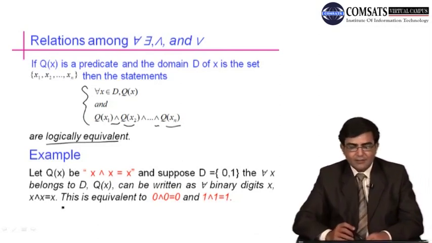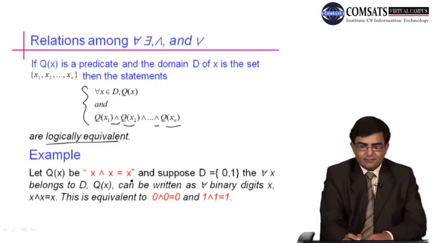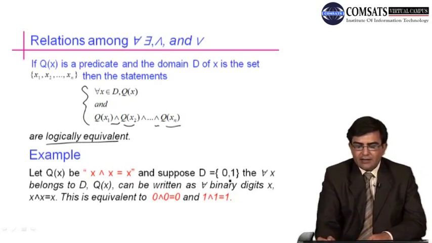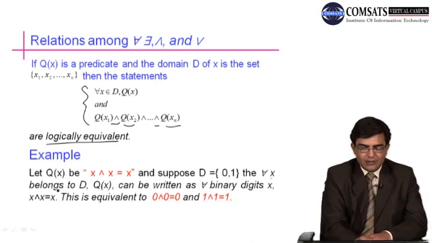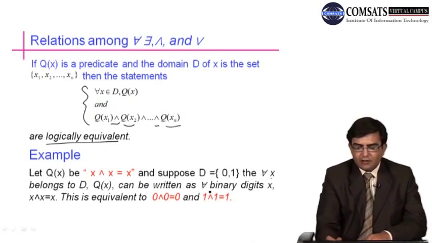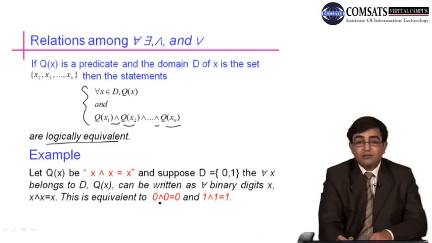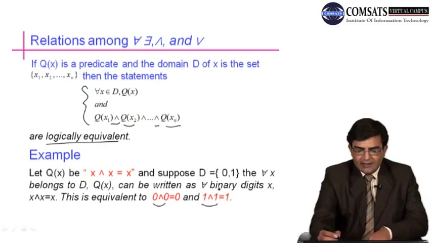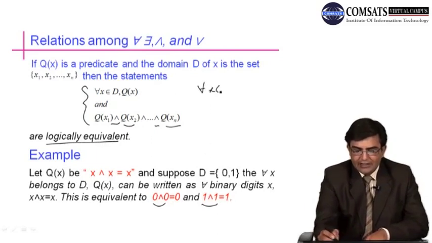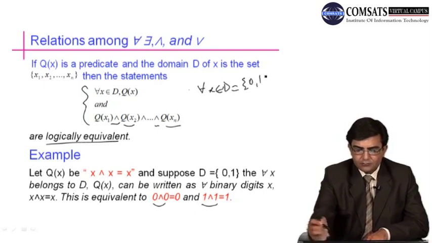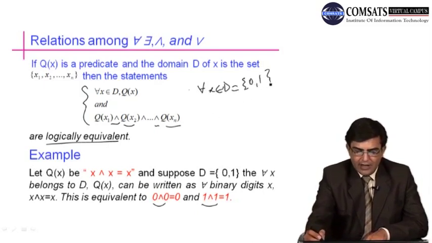For example, let q of x be x and x is equal to x, and suppose D is 0, 1. Then for all x belongs to D, q of x can be written as for all binary digits x, x and x is equal to x. This is equivalent to saying 0 and 0 is equal to 0 and 1 and 1 is equal to 1. Obviously the conjunction of 0 and 0 is 0 and the conjunction of 1 and 1 is 1.